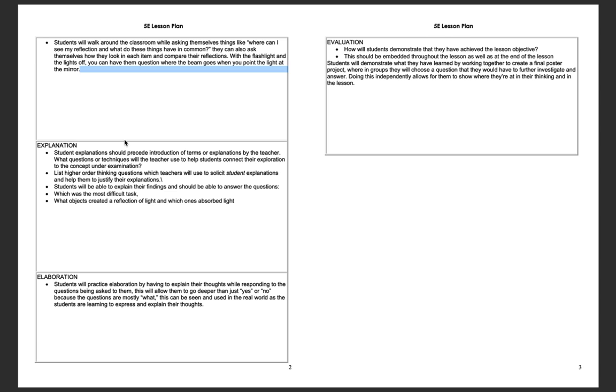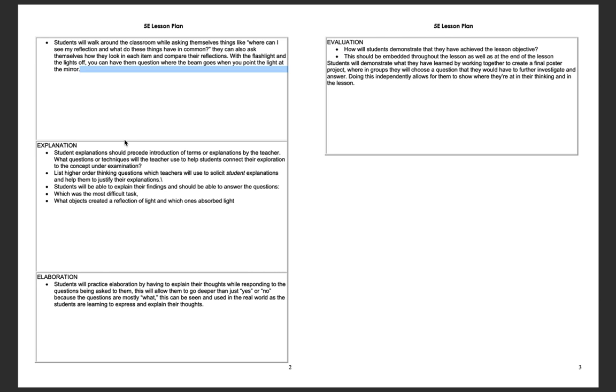And another thing that they'd be doing with exploration is with the lights off, they would use that flashlight so that they can point that said flashlight at the mirror and see where the light beams off. So just to see how the mirror would react to the light in a dark room.